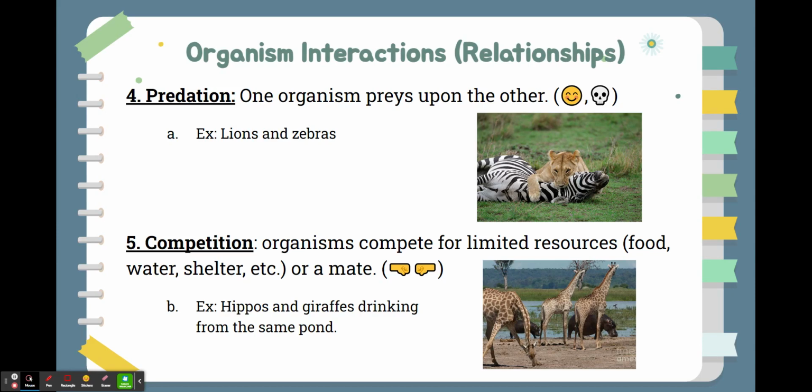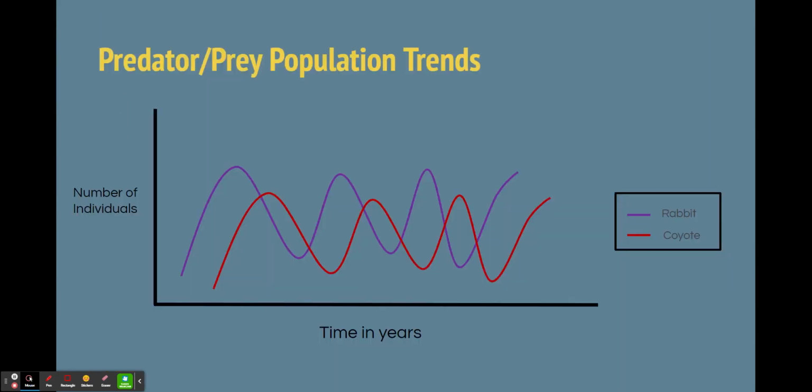All right, for predation, it is important that you can analyze the relationship graphically. So please take a moment, ensure this graph is also in your notes. And for predation, we're going to look at the relationship between rabbits and coyotes. So you might see this called the predator-prey population trend, or a predation graph. Predator-prey and predation can be used interchangeably.